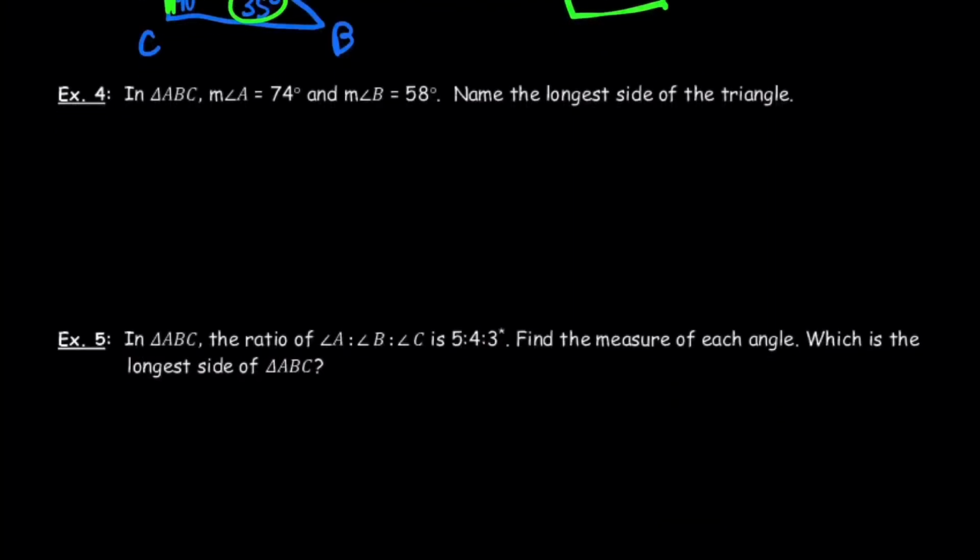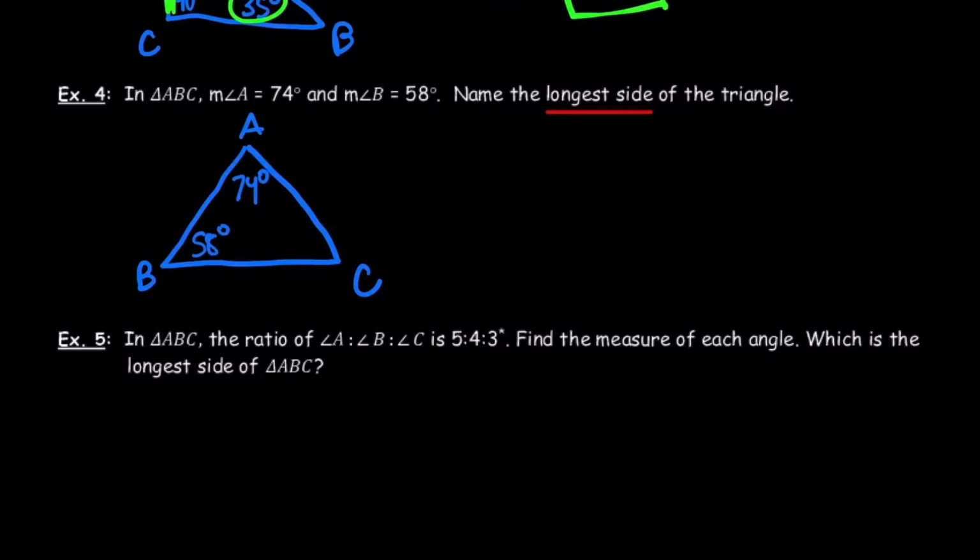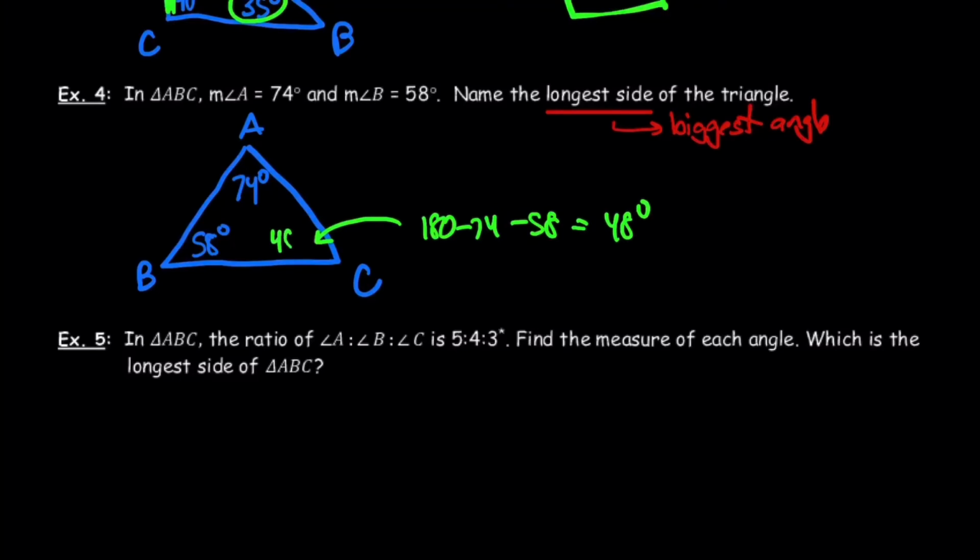Example 4 says, in triangle ABC. I don't see a triangle ABC, so I need to sketch one. A, B, C. Measure angle A is 74 degrees. Let's label that. Measure angle B is 58 degrees. Let's label that. Name the longest side of this triangle. So for the longest side, basically I need to find the biggest angle. And before I can compare the angles, I need to find the missing one. So that's going to be 180 minus 74 minus 58. That gives me 48 degrees. This angle here is 48 degrees.